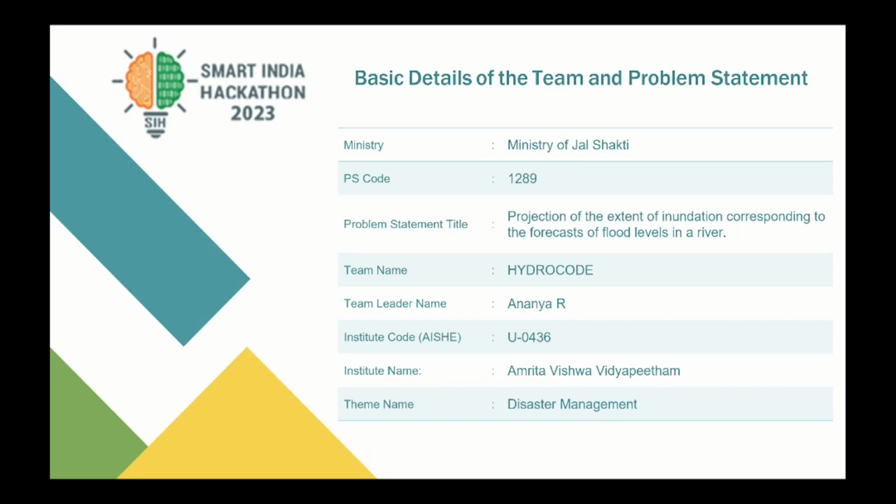Hello everyone, we are Team Hydrocode and our problem statement is projection of the extent of inundation corresponding to the forecast of flood levels in a river. We will be predicting the spatial extent of water flow that happens during a flood using the concepts of interpolation and extrapolation. With the help of this prediction, the rescue team will be able to carry out its operations efficiently.